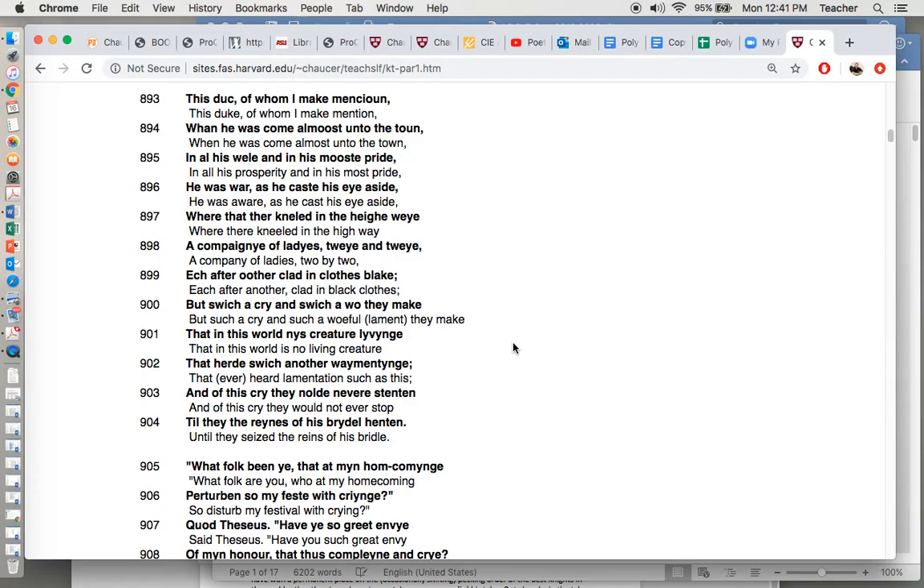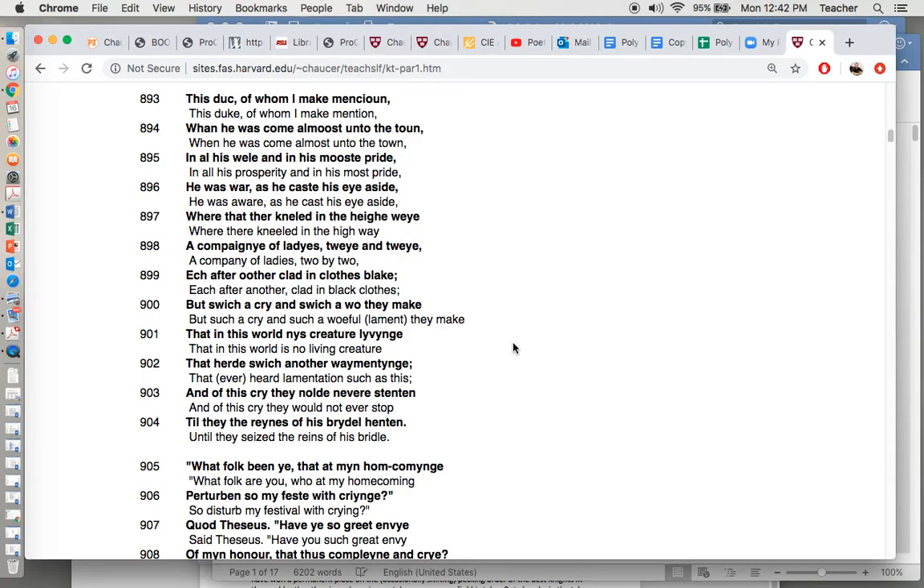Okay, 893. This Duke, of whom he make mention, when he was come almost unto the town, in all his weal and in his most pride, he was war as he cast his eye aside, where that there kneeled in the here a company of ladies twa and twa, each after other clad in clothes black, but such a cry and such a roar they make, that in this world is creature living, that heard such another woman thing, and of this cry they nolden never stenten, till they the reins of his bridle henten.